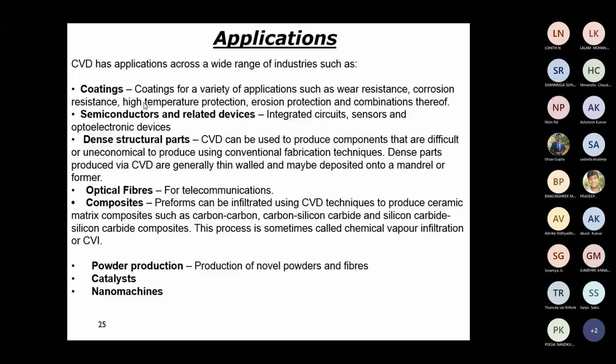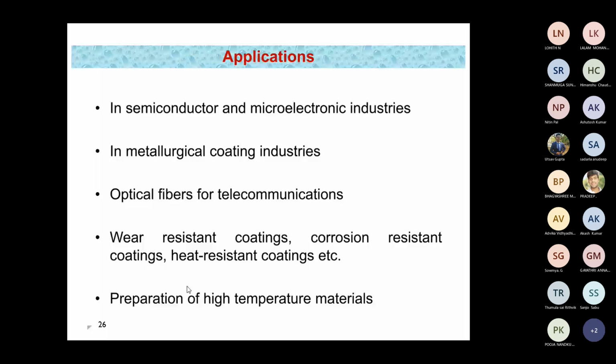Dense parts produced by CVD are generally thin walled and may be deposited onto a mandrel or former. So some dense structural parts can also be made. Optical fiber for telecommunication can be made, and composites, so different composites can be made. And powder production, production of novel powder and fiber that can be used for catalysts or nanomechanics. These are the applications of CVD, in the semiconductor microelectronics industry, metallurgical coating industry, optical fiber communication, wear resistance coating, corrosion resistance coating, and heat resistance coating.